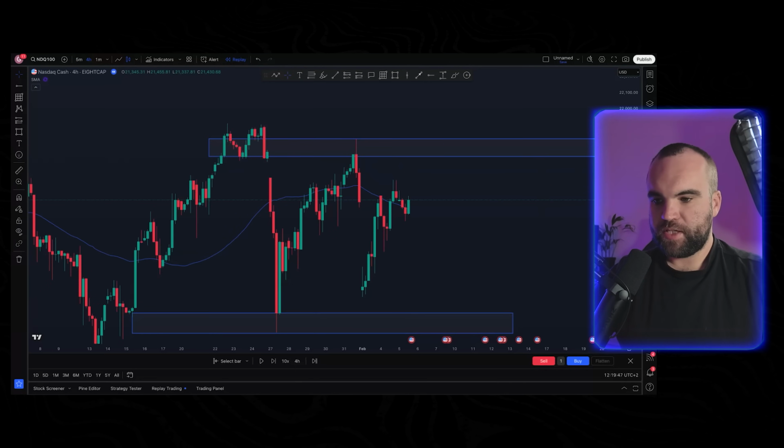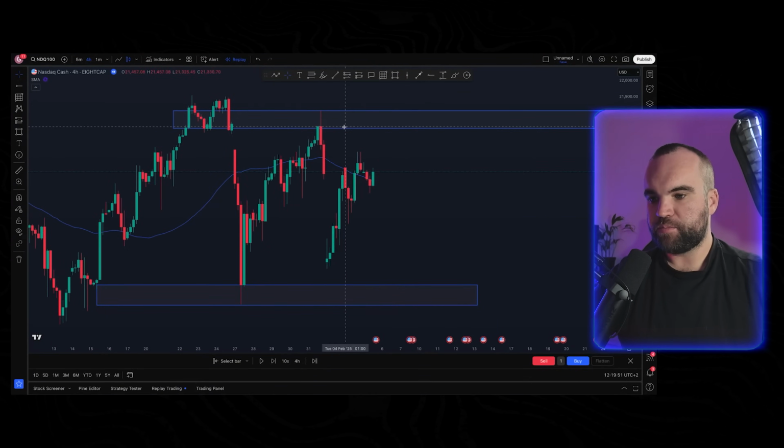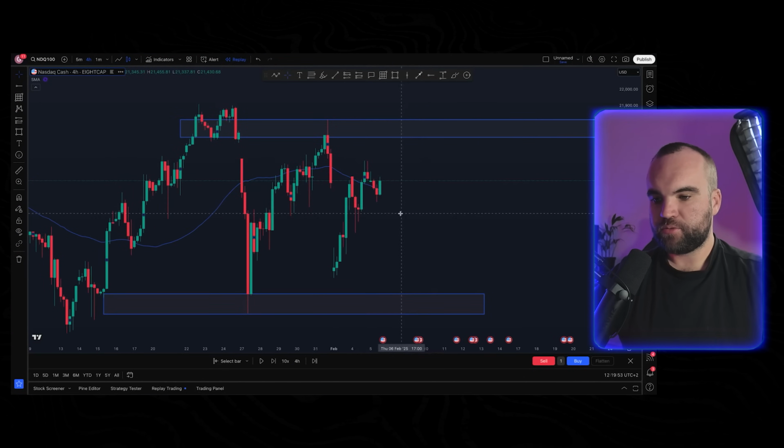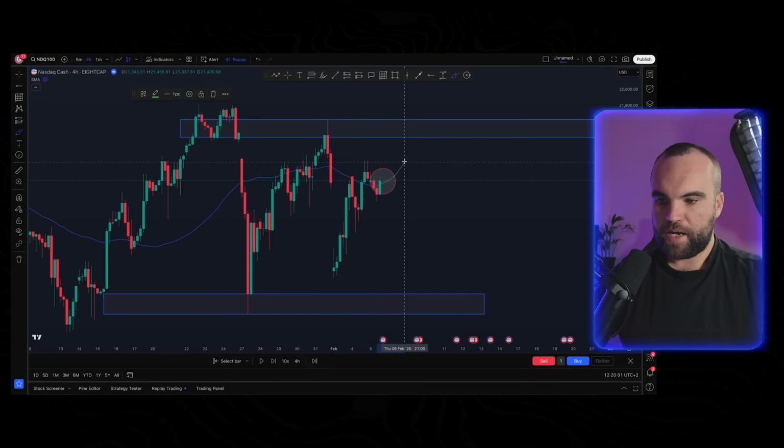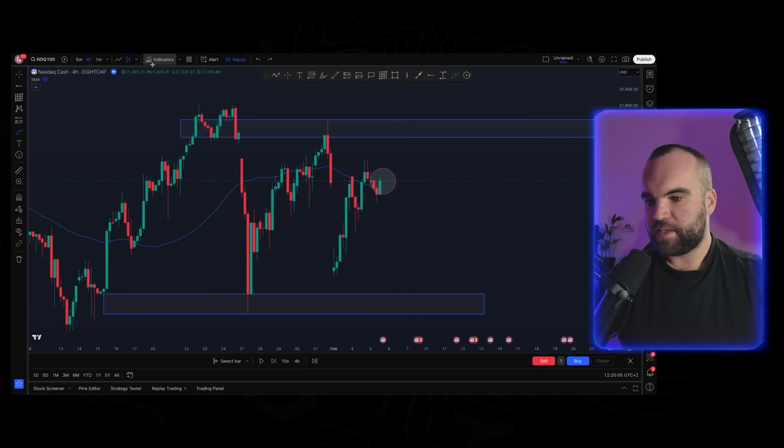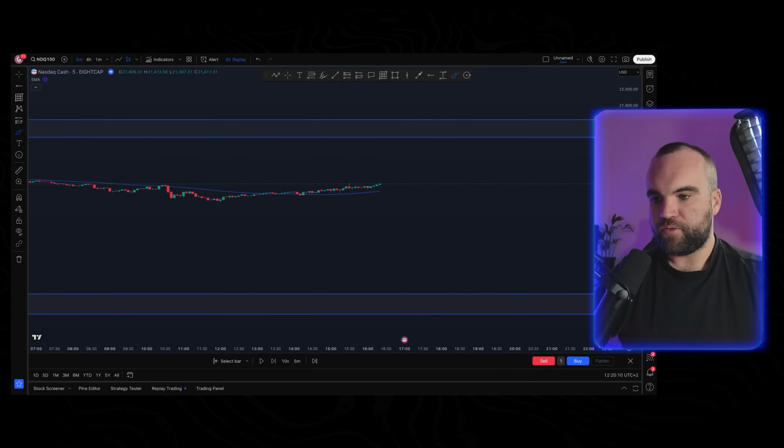So as we can see, the 4-hour zones are still the same. They haven't changed. We haven't broken past any of them. So we're still trading within the same range. We are currently here in price right now, and we can go up and we can go down. There's space for both. Okay, so let's hop down onto the 5-minute and look for our 5-minute range.